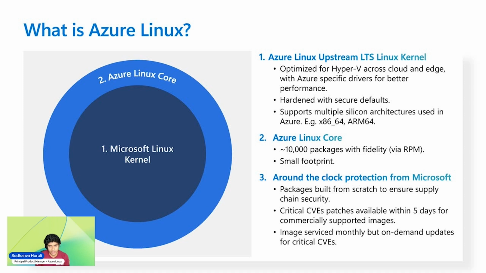So every single one of these packages are built from scratch to ensure supply chain security. Throughout the entire build process, we know exactly which tools are being used to build the actual binaries. We sign the binaries, and then we do malware checks both after build and when we load the packages. All critical CVEs have a 5-day business day SLA for commercially supported images, which includes AKS. And apart from critical CVEs, we have a monthly release cadence for Azure Linux. So other CVEs that are maybe high, medium, or low, those would just get patched as part of our natural monthly release cadence.